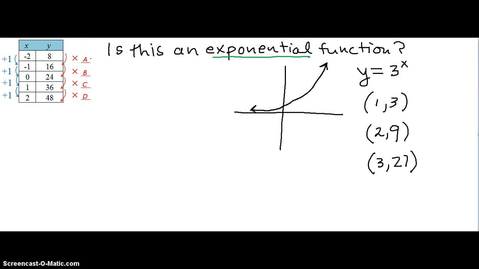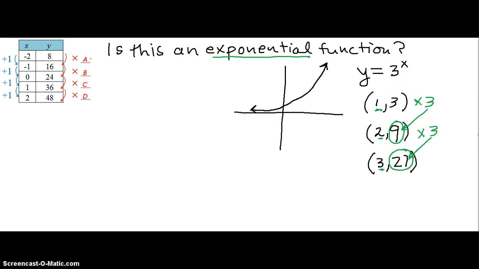You'll notice the pattern here is that each time we move up 1 in the x coordinate, so when we go from 1 to 2 to 3, the y coordinate gets multiplied by 3. So here we times by 3 in order to get 9. And then here we multiplied 9 by 3 in order to get 27. This is always the case with exponential functions. We'll multiply by the same number over and over again.